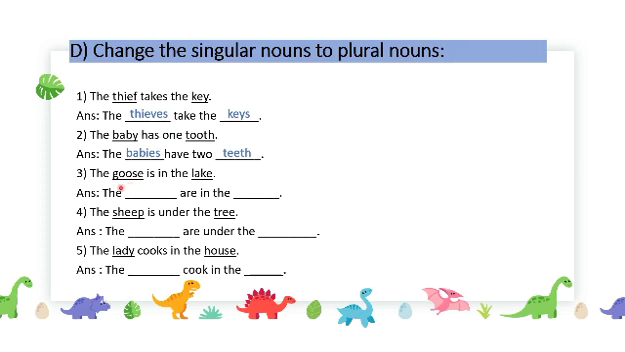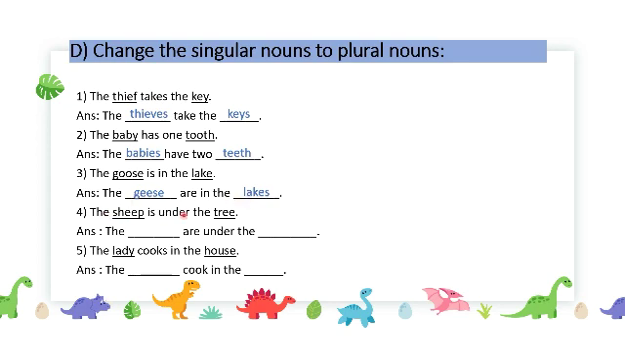The third one, the goose is in the lake. This goose we have to change. This goose will become geese. The geese. Now, this is plural. So, this is will become are. So, these are the small changes which you have to understand while changing it. The geese are in the lakes.